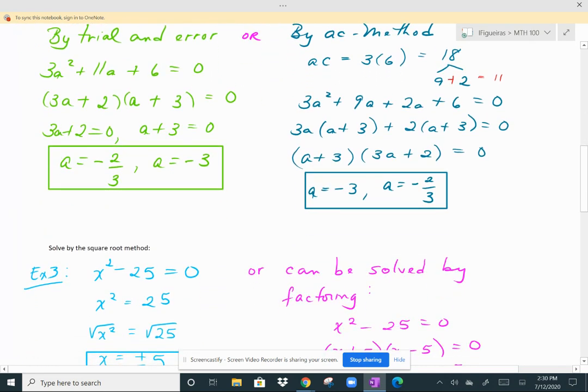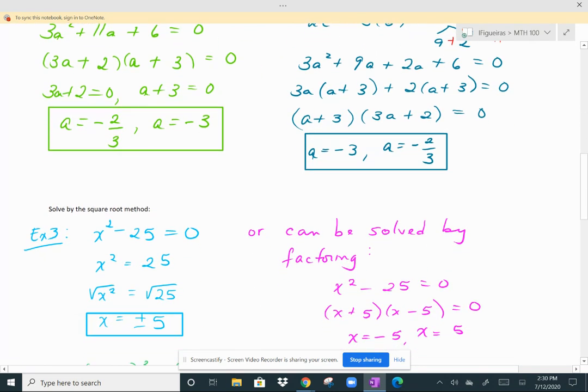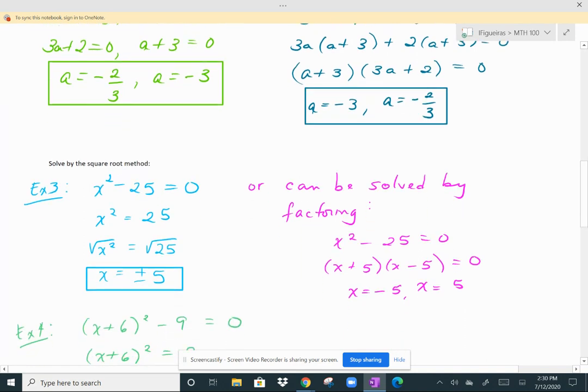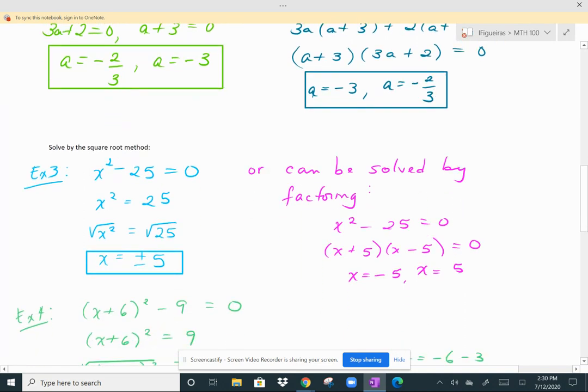Okay, so now we're going to talk about solving by the square root method. So with the square root method, you do not want your equation to be in standard form. It simply can't be done in this format. So in fact, what you want is the x squared term on one side and the constant on the other, but it has to be in a very specific format. So it can't just be any x squared term.